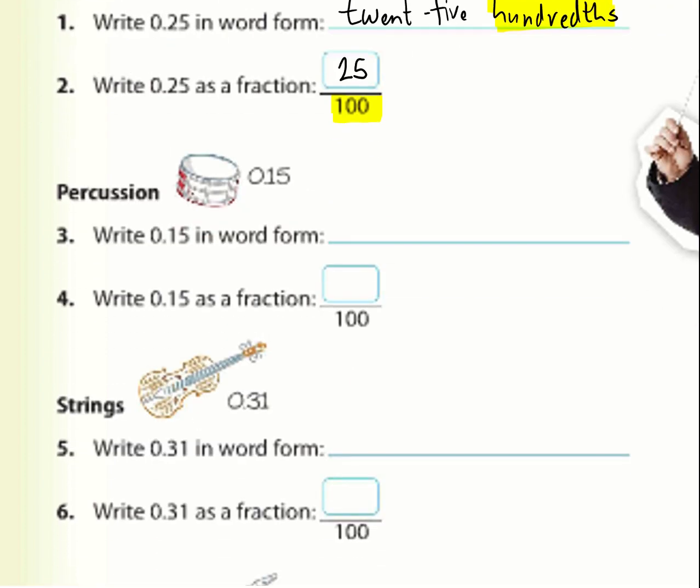15 hundredths, 15 hundredths. So write 15 hundredths as a fraction. 15 out of 100.